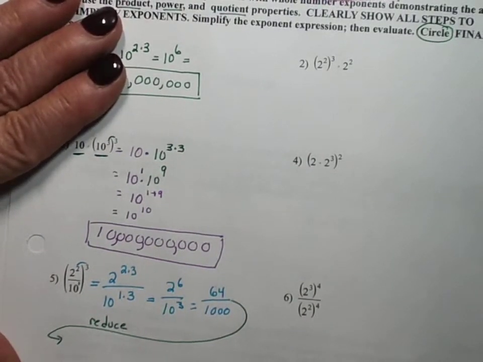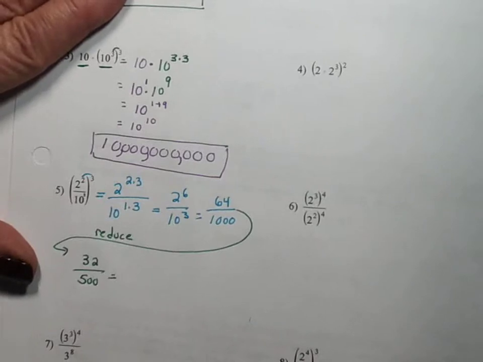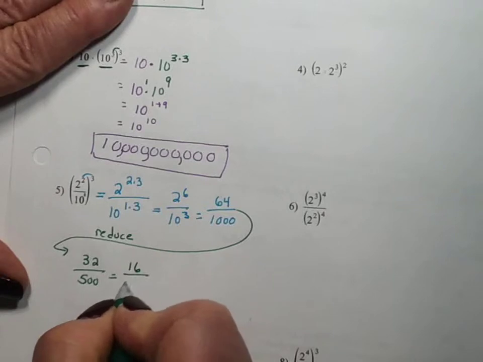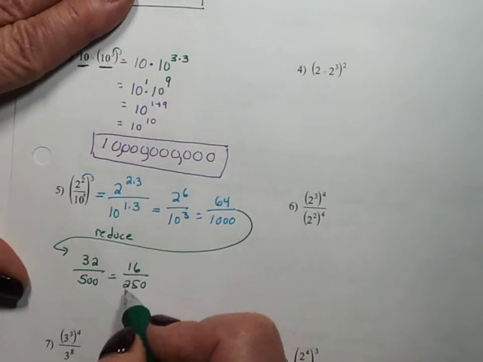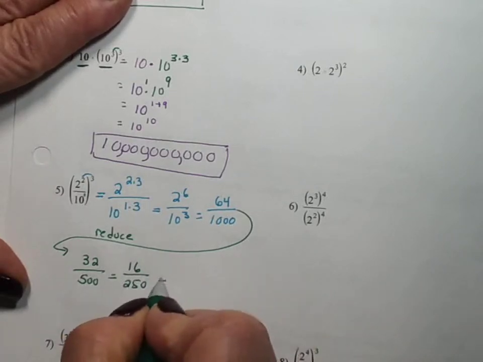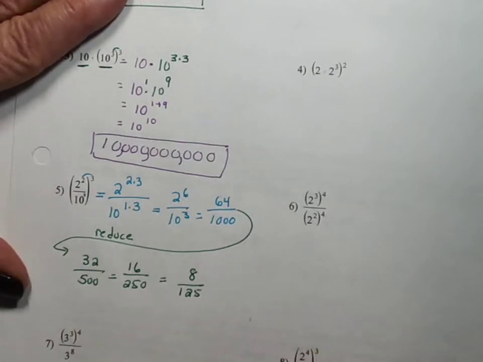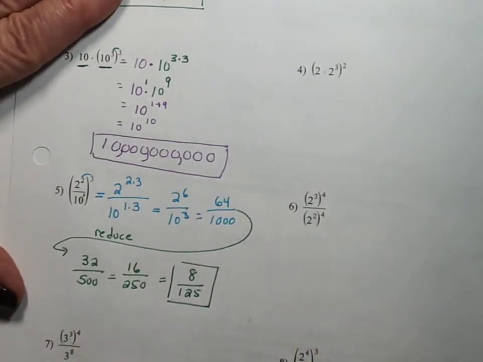So you can reduce it the long way or the short way. 2 goes into the numerator and denominator, so that's 32 over 500. 2 goes into the numerator and the denominator, so that is 16 over 250. 2 goes into the numerator and the denominator, so that's 8 over 125. So there's no common factors, so I'm done.